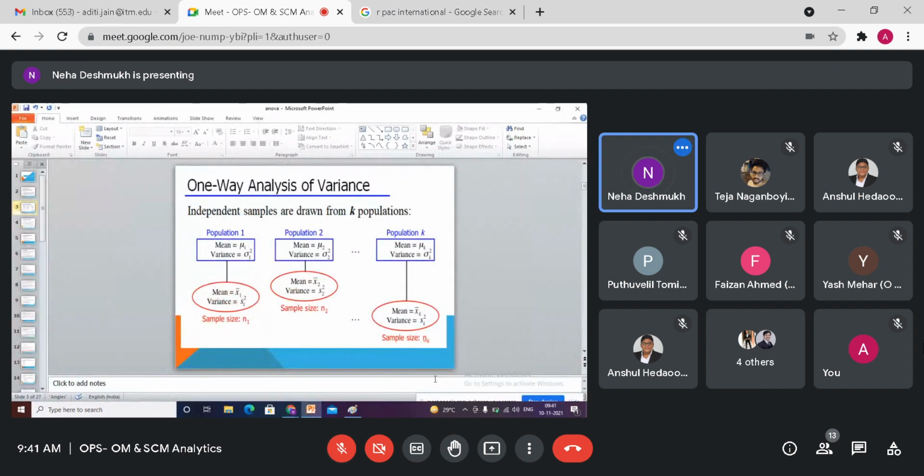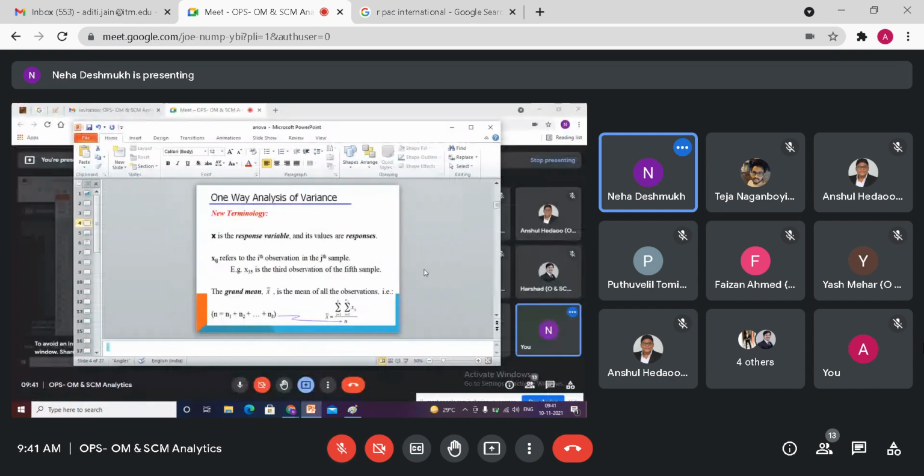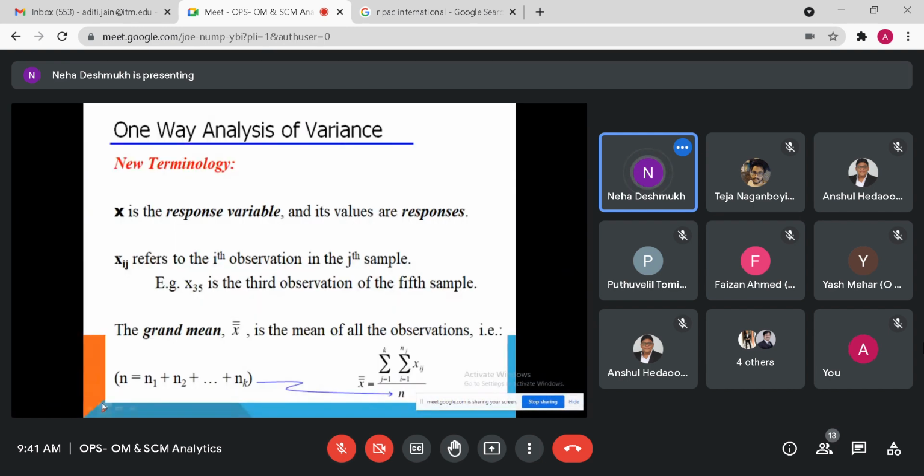So, let's discuss the terminologies which are associated with this. Here, x is a response variable and its values are responses. Population mean or grand mean can be represented by x double bar, the mean of all the observations. This is mean 1, mean 2, mean 3. You can calculate the mean of all the observations, that will be your grand mean.